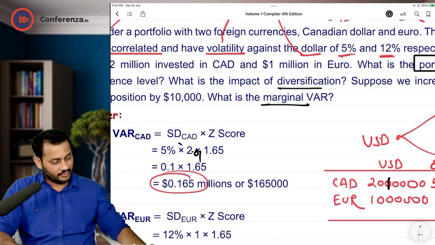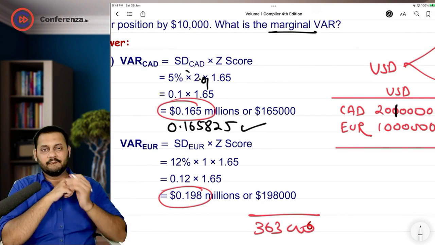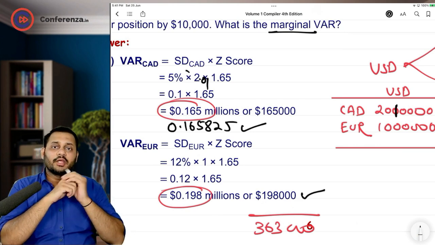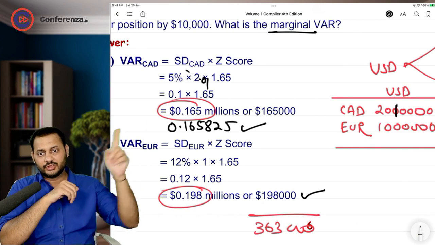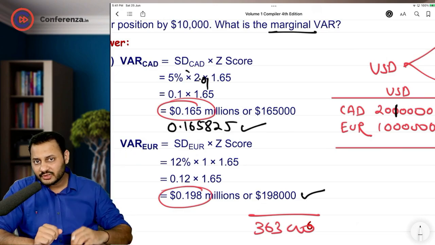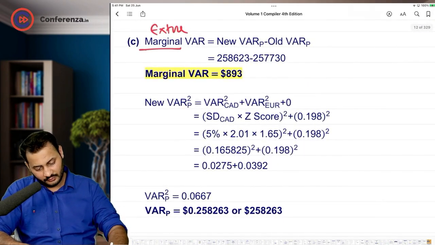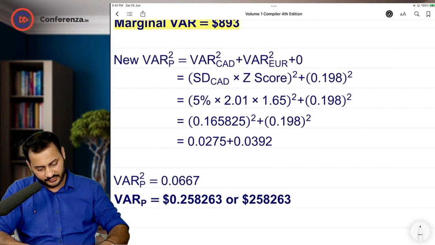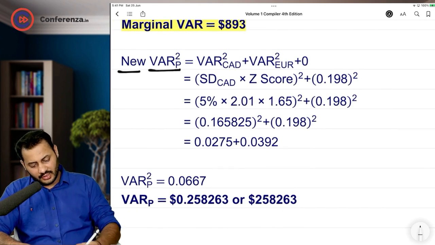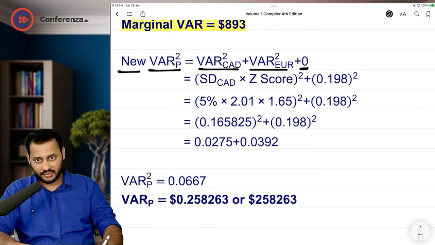Let's just calculate 2.01 into 5% into 1.65. So this figure will become 0.165825. Now take this figure and this figure to calculate the portfolio VAR. The square of this and the square of this will be the portfolio VAR, because the correlation coefficient is 0. See what they have done here. You need to do the correction here as well. So new portfolio VAR is new Canadian VAR and new euro VAR squared, and this will be 0, the third term.